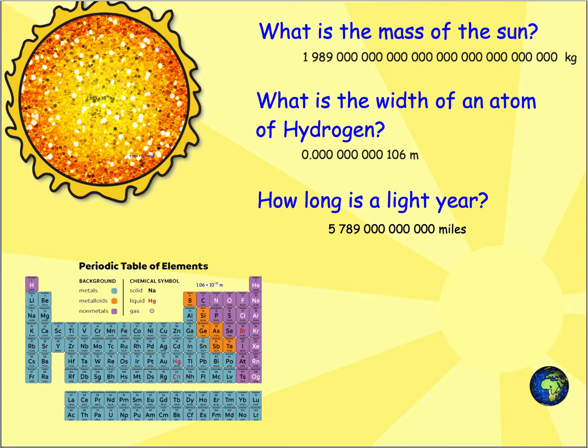Okay, or if we wanted to look at the width of an atom of hydrogen. Hydrogen is one of the smallest atoms that we have in terms of its mass, or is the smallest atom in terms of mass. And look at its width, how many meters it is. Very teeny. Okay, and how long is a light year? So how many miles would you have to go in order for you to go the distance that light can travel in 1 year? Again, a very large number.